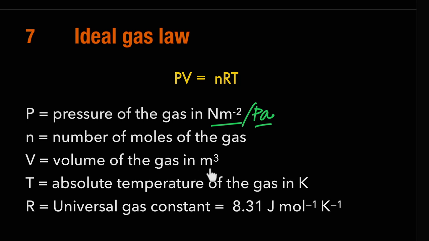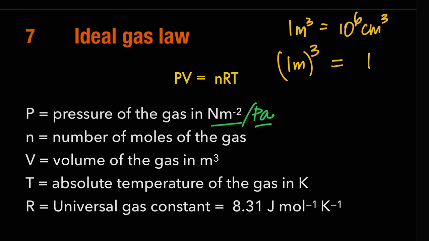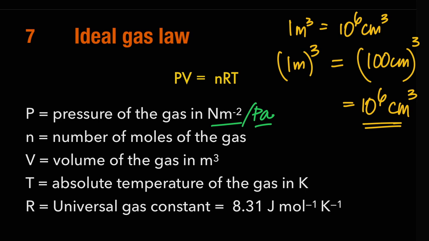Volume will always be in meter cube, which means if they give you cm cube, remember that 1 meter cube has 10 to the power of 6 cm cube. And the reason for that is 1 meter cube is 1 meter cube like this, and 1 meter is 100 centimeters. So 1 meter cube is 100 centimeters cubed. When you do that, you get 10 to the power of 6 centimeter cube. So if you're given centimeter cube, you've got to convert that into meter cube. Because in this equation, we're going to use SI units. This equation actually will also be used next year in physics, in thermodynamics.